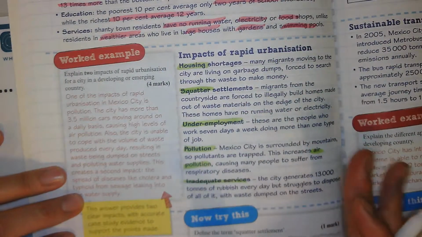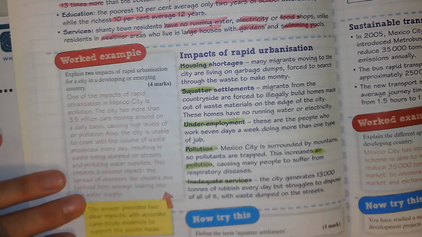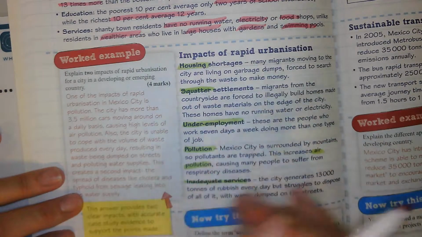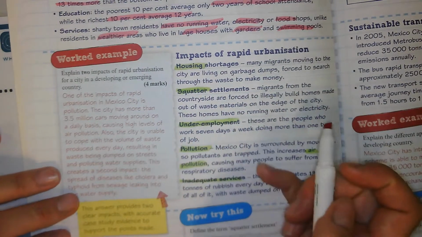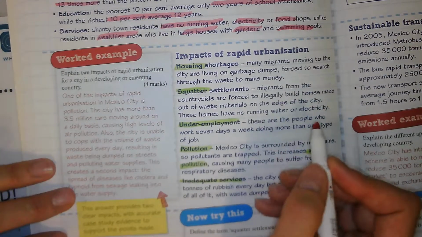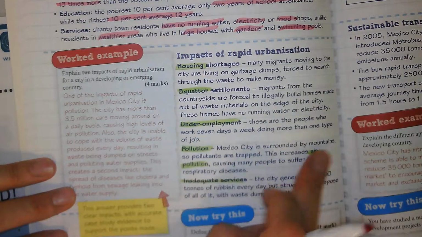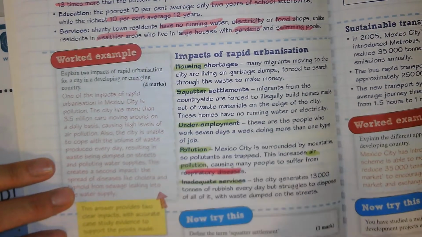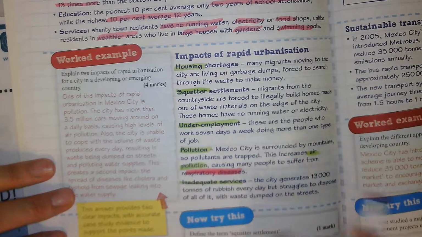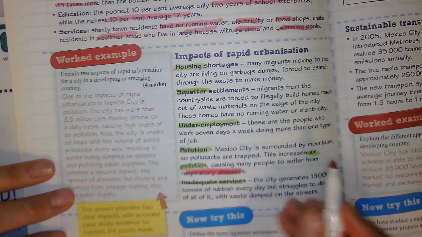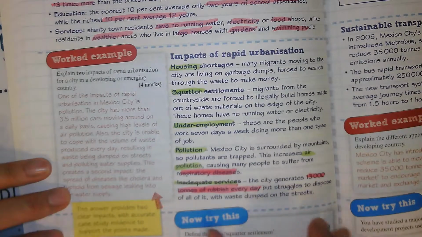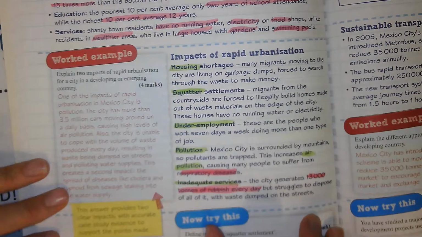Then there are impacts of lots of people going to Mexico City, and these are to do with there being housing shortages, squatter settlements springing up everywhere, underemployment, which means there's not enough jobs for people, so not everybody works a full-time job because there aren't enough, and then there is pollution. And it does specify air pollution, which leads to respiratory diseases, which is a problem in Mexico City. 21 million people, lots of cars, lots of issues with air pollution and particulates. And then we've got rubbish, 13,000 tonnes being created each day, and a lot of it going on the streets. So that is the information.